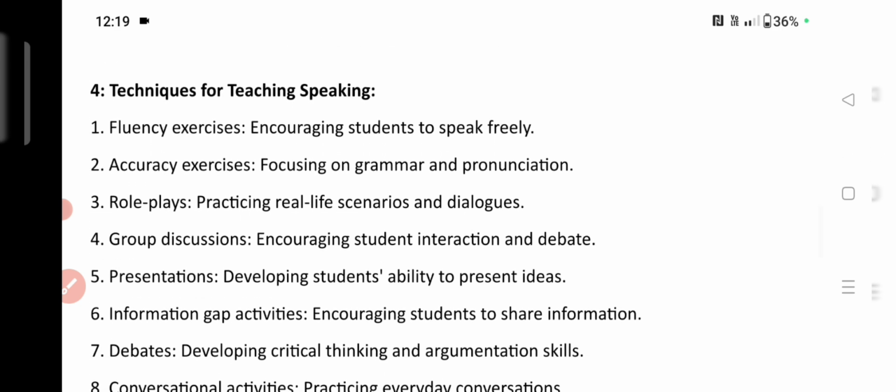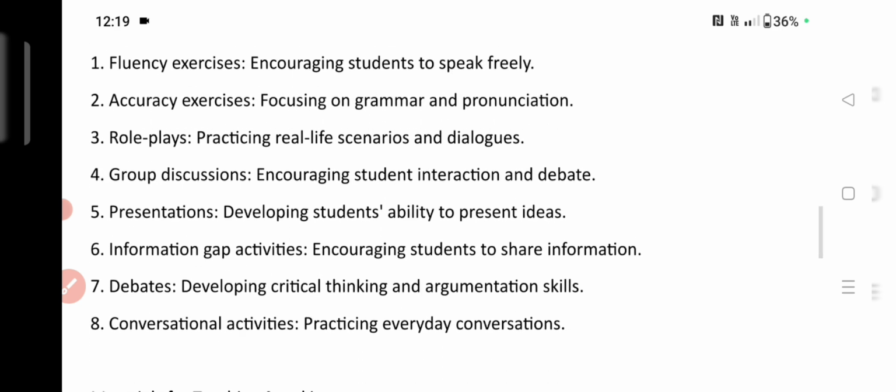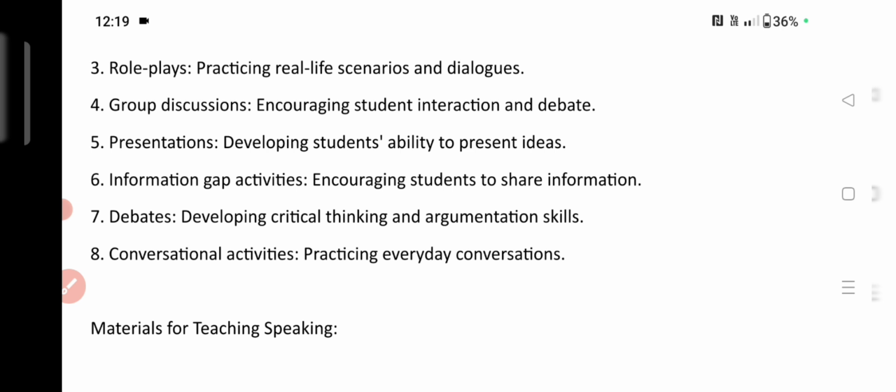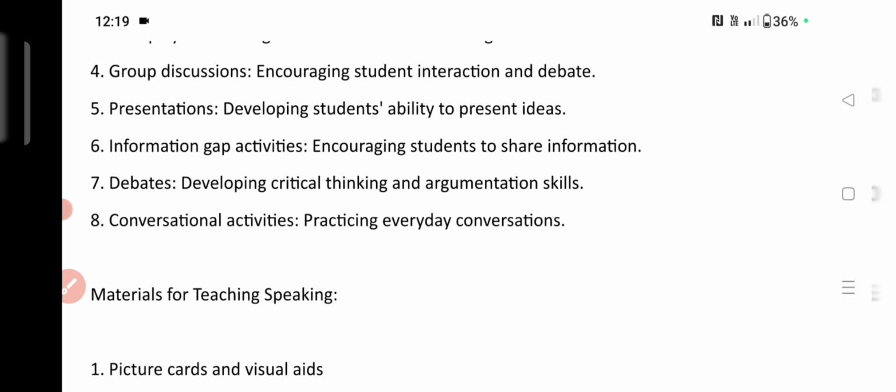So these are the techniques. Fluency exercise, that means the student needs to speak fluently and freely also. Through fluency exercise, by practice only they can be excellent in English, right? So accuracy exercise means focus on grammar and pronunciation. Role play, practicing real life scenarios and dialogues and everything. So group discussions means collectively discussing a particular topic in English.